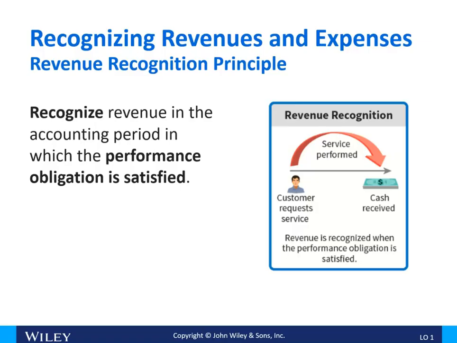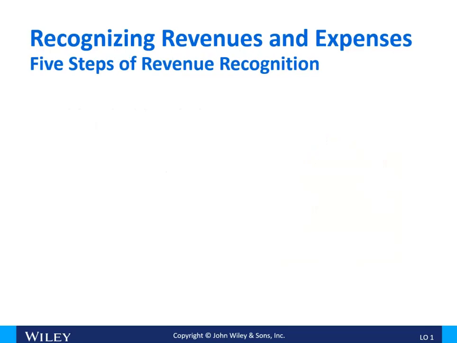The key is that you recognize the revenue when the performance obligation is satisfied, not when the cash changes hands. Here is an example graphically. Customer requests service, service is performed, at a later time cash is received. The revenue recognition is when the service is performed, and the company performing that service has no further obligation. We'll go through some examples of how we do that.